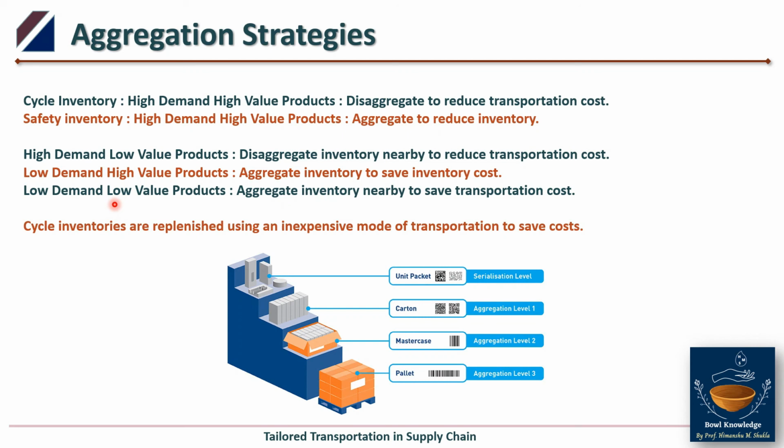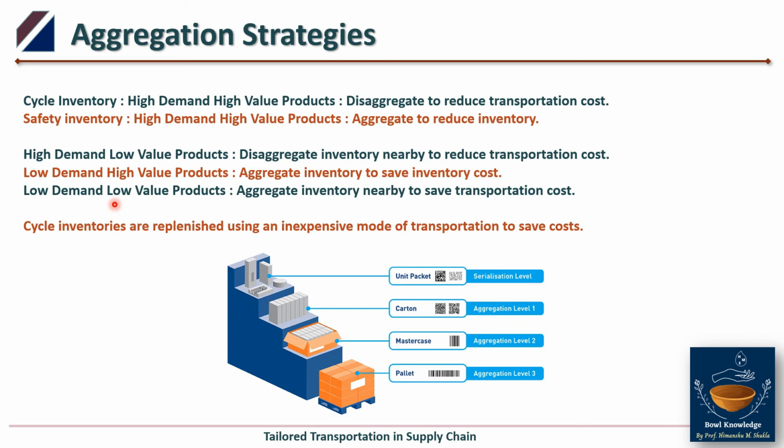And what about cycle inventory? क्योंकि उसका replenishment भी लगेगा. Replenishment मतलब when the inventory is consumed, we have to replenish it. So it is replenished by using inexpensive mode of transportation to save the cost. Because it is not safety inventory, उसकी कोई जल्दी नहीं है, तो आराम से सस्ते मोड ऑफ ट्रांसपोर्टेशन से आप उसको मंगवा सकते हो. 8 दिन में भी आए तो चलेगा, बिकॉज इट इज साइकिल इन्वेंट्री. सो in this way you can coordinate your transportation requirements and inventory requirements by using the aggregation strategies.